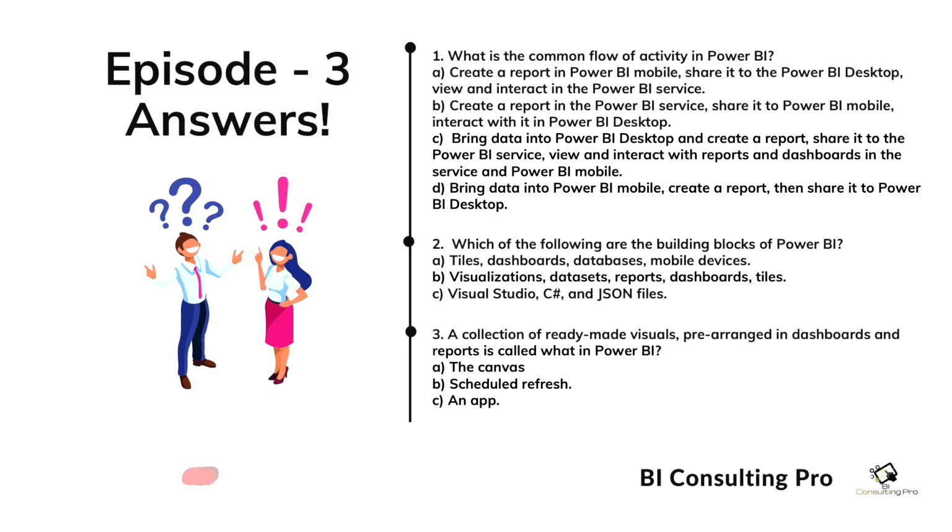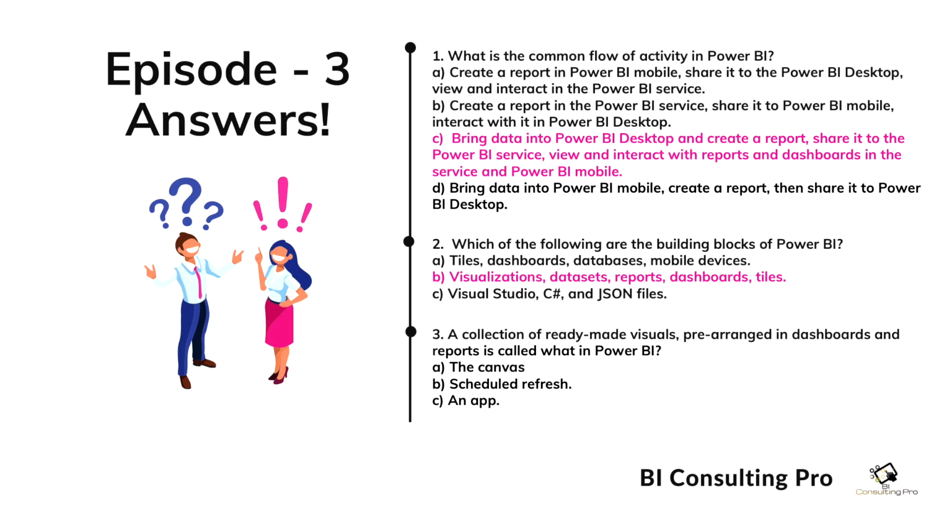So the very first question is, what is the common flow of activity in Power BI? And the correct answer is C, which says first we need to bring the data into Power BI Desktop, then we have to create the report. After creating that, we have to share it to the Power BI service, and once you share it on the Power BI service, then we can interact with the report and create dashboards, and also we can view the report on a mobile phone, or we can share with our different colleagues.